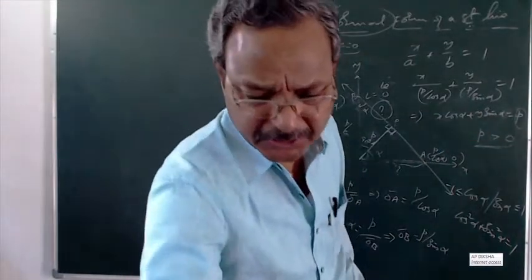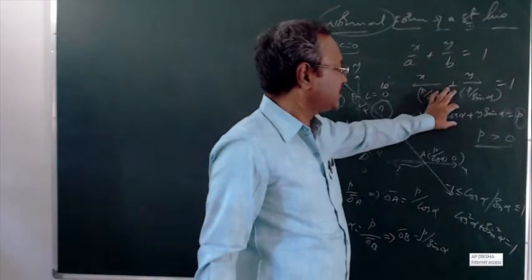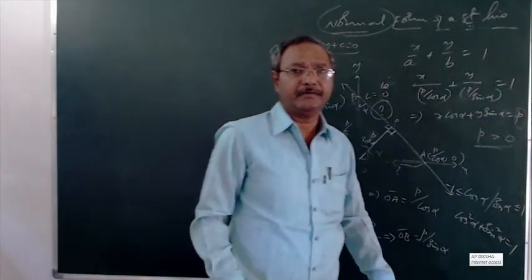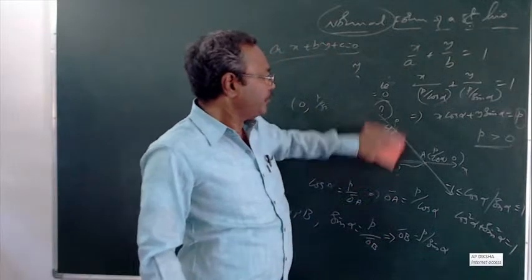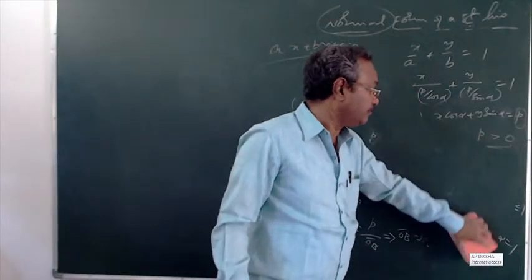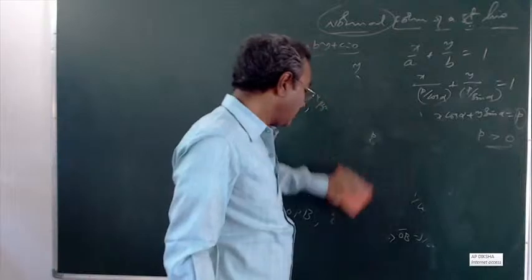So, what will be the structure? The structure is x cos alpha plus y sin alpha equal to p. But what if you have the equation in the general form and you are asked to convert it to the normal form?